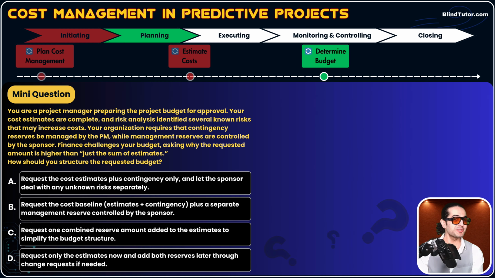So you need to educate your finance team, because the finance team does not know the definition of project budget. Project budget equals cost baseline plus management reserve. Cost baseline itself includes estimated activity cost plus contingency reserve. So your project budget should include both cost baseline and management reserve: the estimated cost for all activities, plus contingency reserve, plus management reserve should be included in the project budget. That's why option B is the correct option.